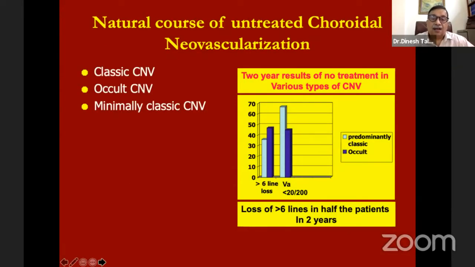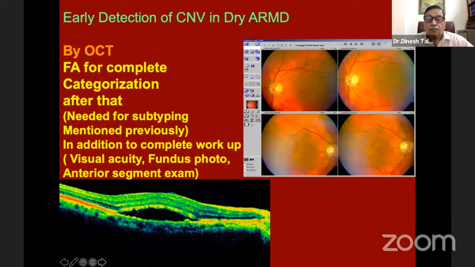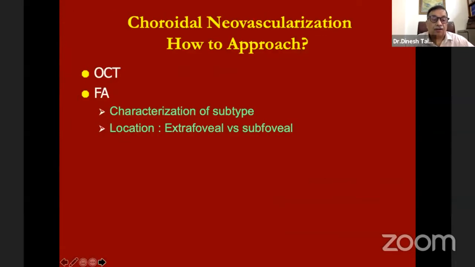The important thing is that untreated choroidal neovascularization will usually progress to almost 6 lines of vision loss over a period of 2 years, with the classic lesions behaving worse in a faster period and the occult lesions behaving a little slower, but finally they also cause loss of vision. So when you have a patient where you are not sure, the easiest way to detect is to do an OCT, and if you find any changes, then do a fluorescein angiography for characterization, which tells you the subtype and whether it's extrafoveal or subfoveal.